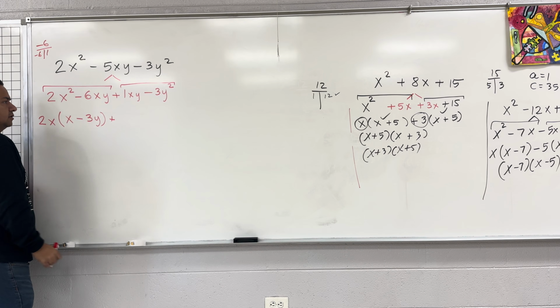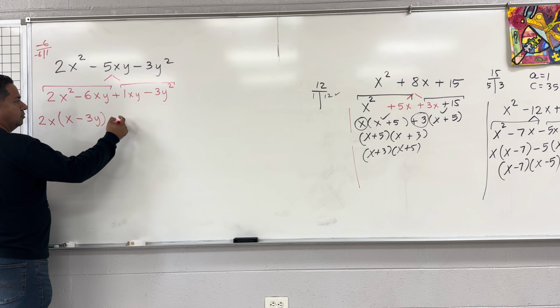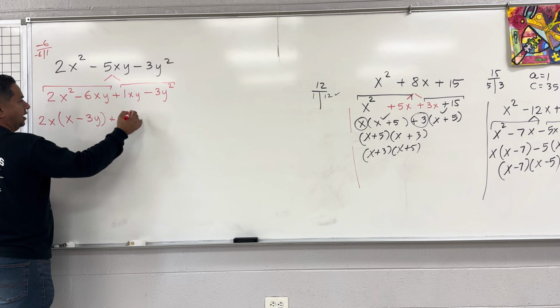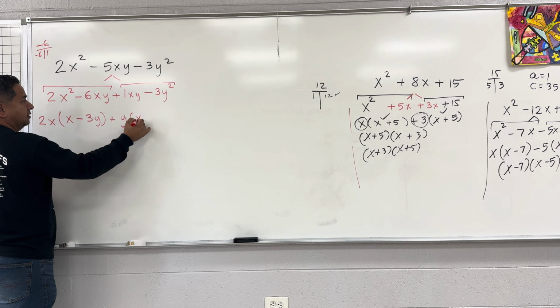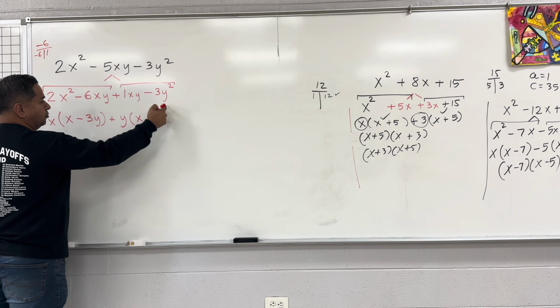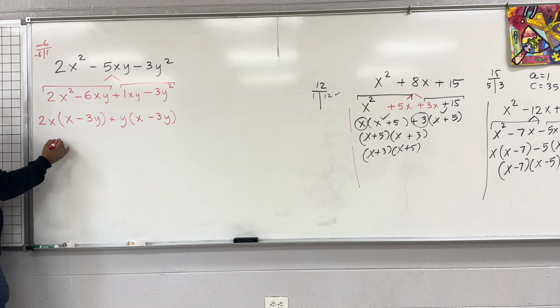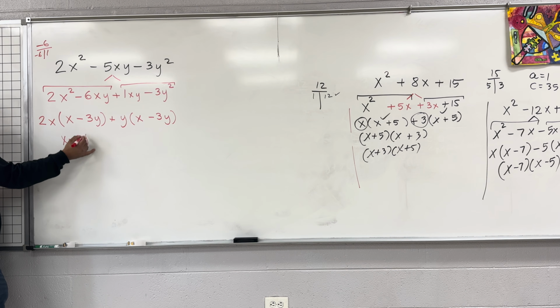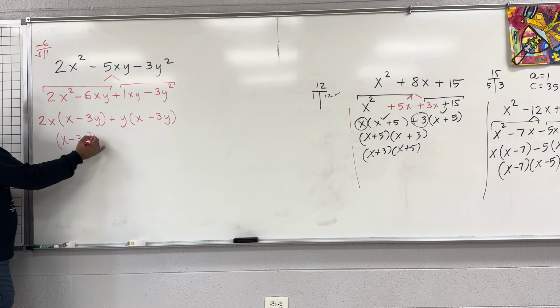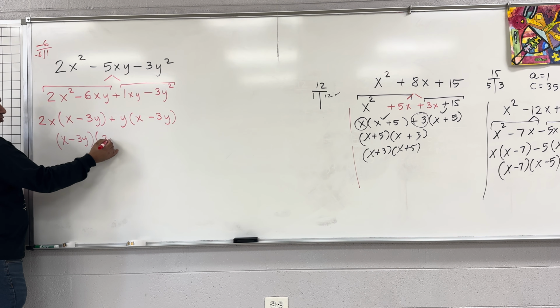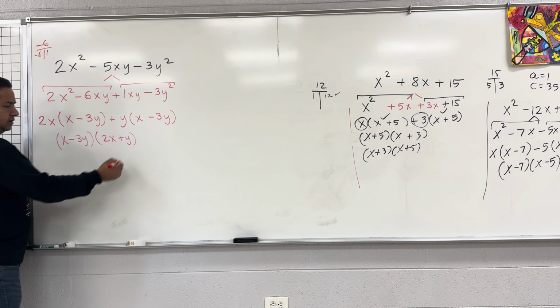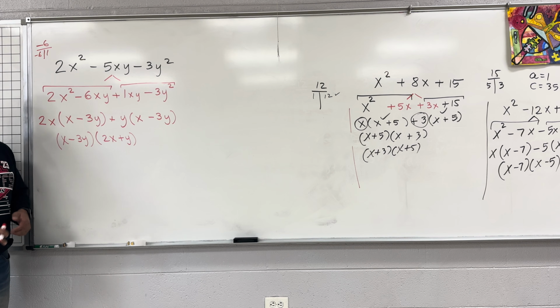And then plus, what comes out from the last two? Y. So just y, they both have y in common, so y comes out, and you're left with x minus 3y, and then you have x minus 3y, right? And then you have 2x plus y. And these are the factors. We good?